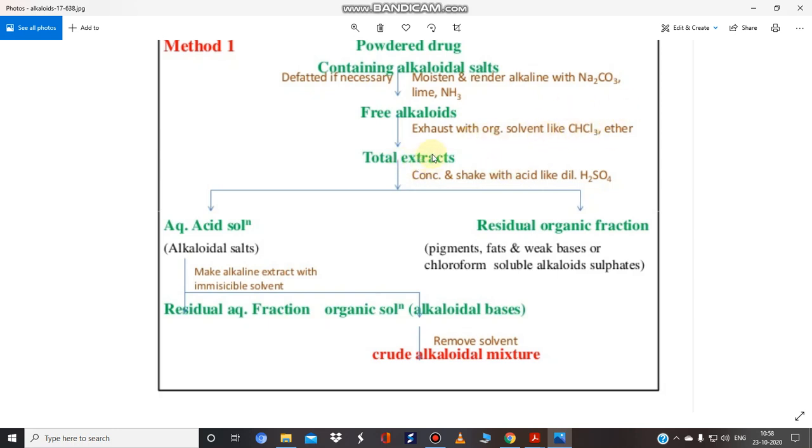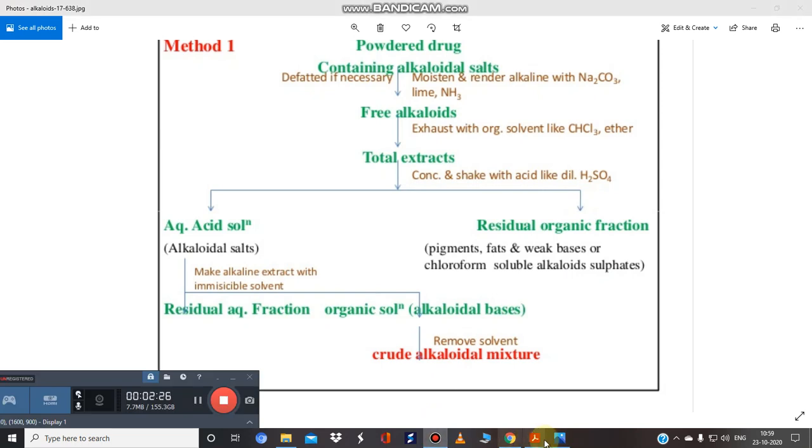Then we obtain the total extract, and here you add an acid again. So upon addition of acid, what will happen? The alkaloidal salt will form, and in this way we can obtain alkaloids. So in the extraction or isolation of alkaloids, we are going to see the use of base and acid simultaneously. In step 1 we add a base, then again in step 4 and step 5 we add an acid solution or again a basic solution.